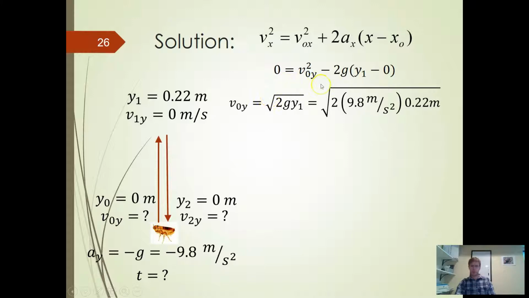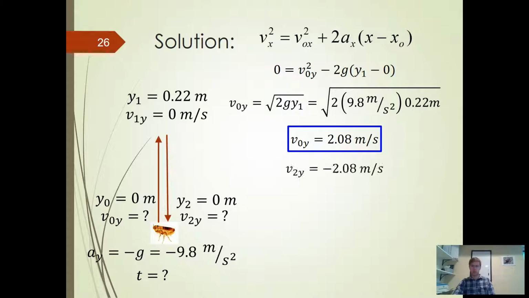It's just going to be equal to the square root of 2 times g times the initial position. This negative went away because I moved it to the other side of the equation. So if I solve, boom, I find that I have a box-worthy 2.08 meters per second as my initial speed.